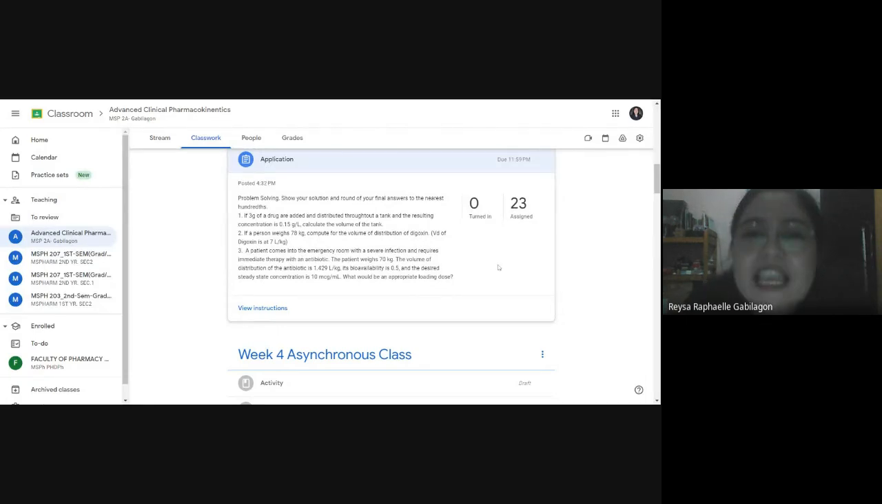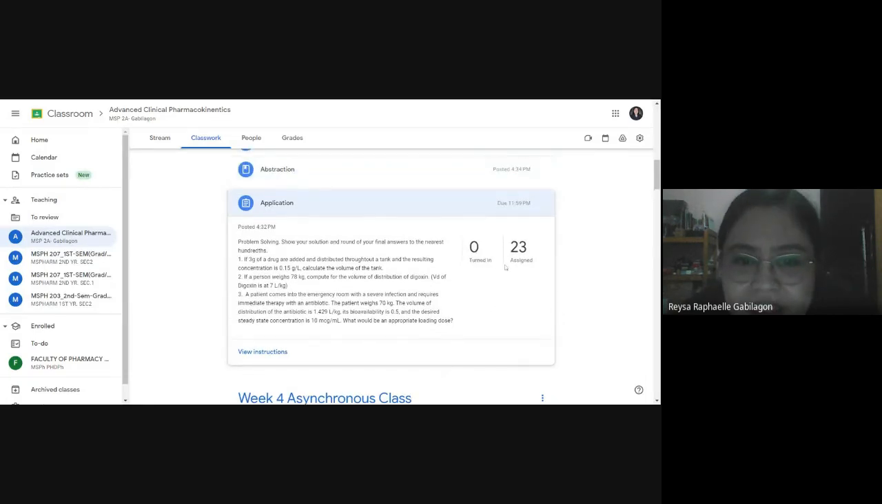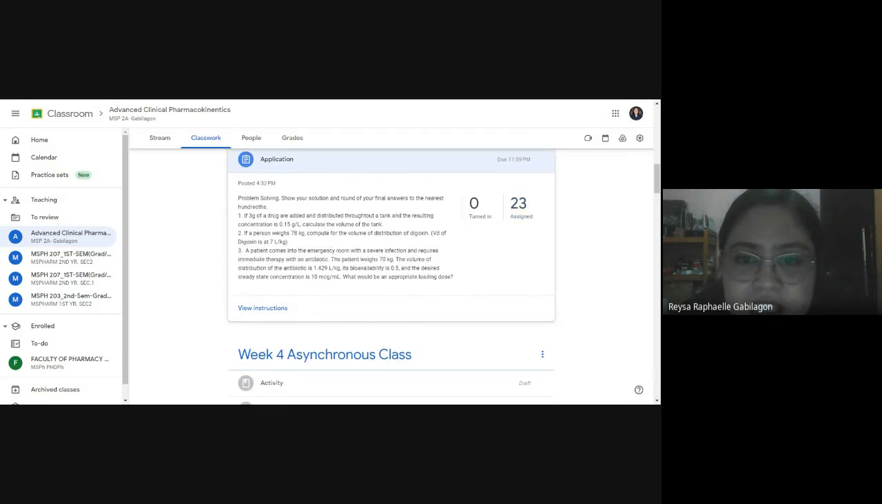So, yung sa application natin na part, problem solving ito. So, you may do this one. You have to show your solution and then round off your final answers to the nearest 100. So, practice problems lang ito. You may use the formula I have given you sa PPT. Okay?